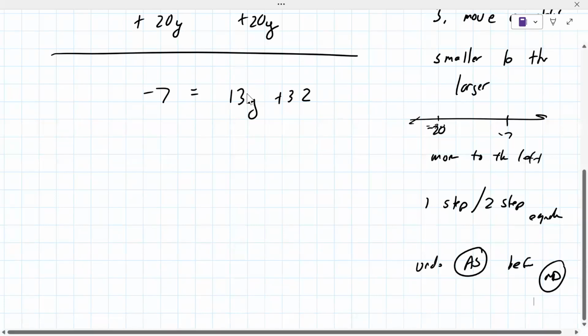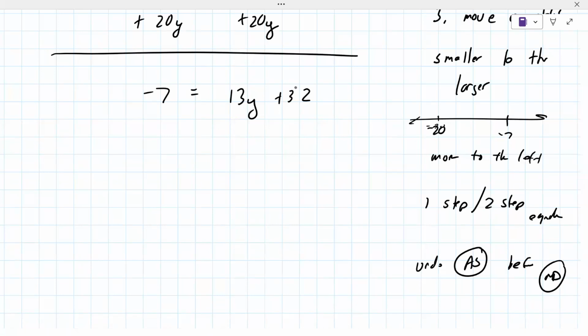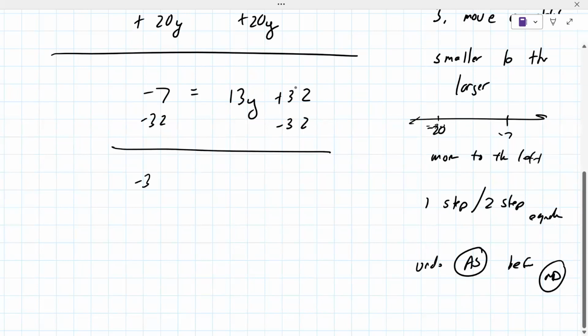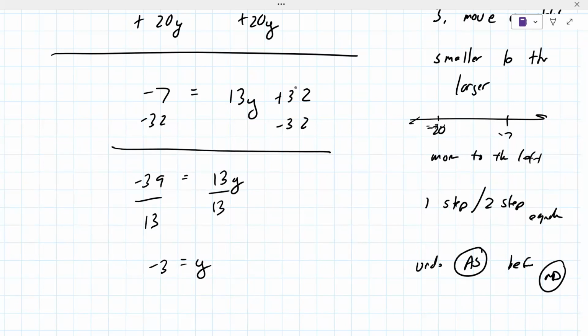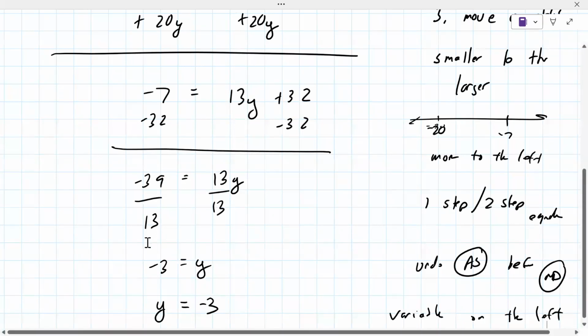So you look at the side with the variable, you undo plus 32, then you undo the multiplication by dividing by 13. And then it is a preference, but you put the variable on the left when you're done. While -3 equals y is correct, the preference is y equals -3.